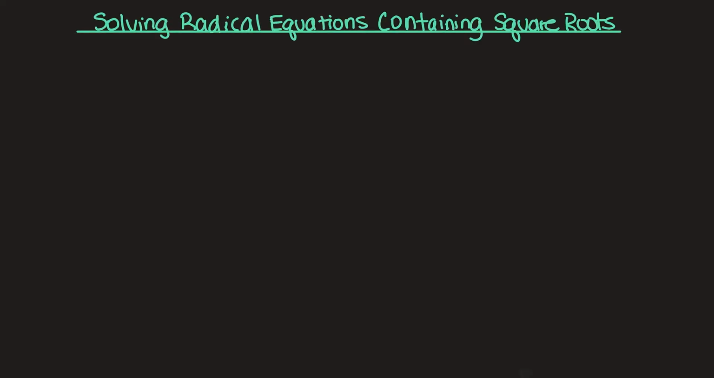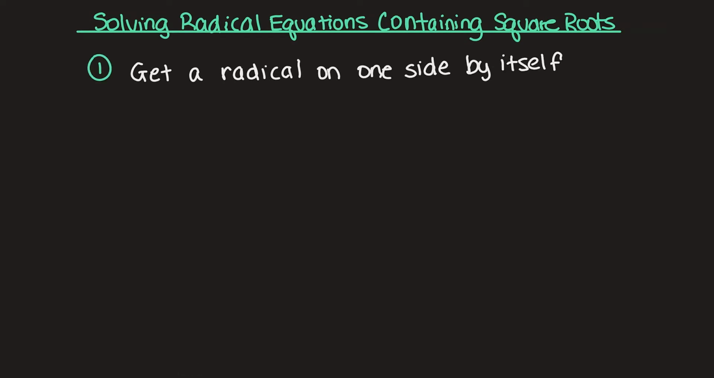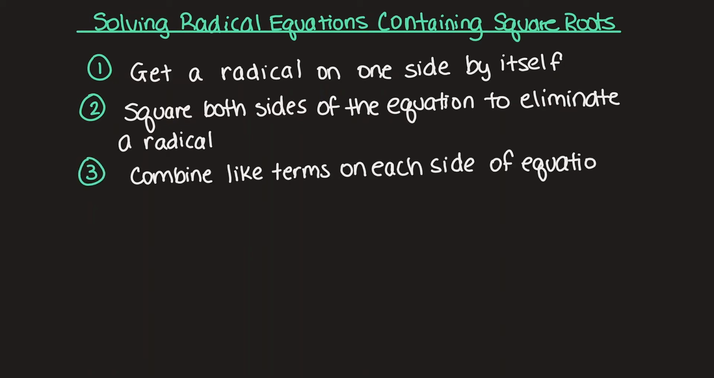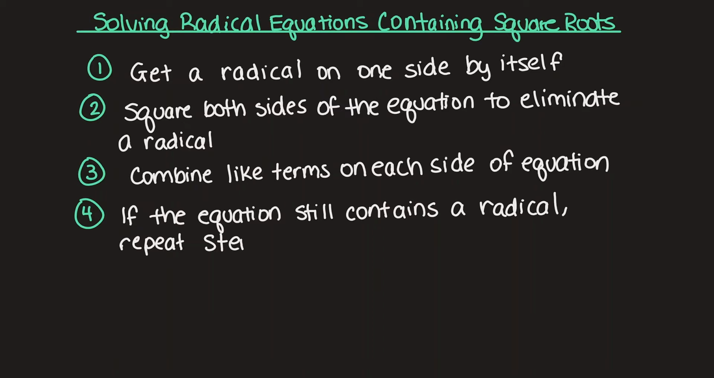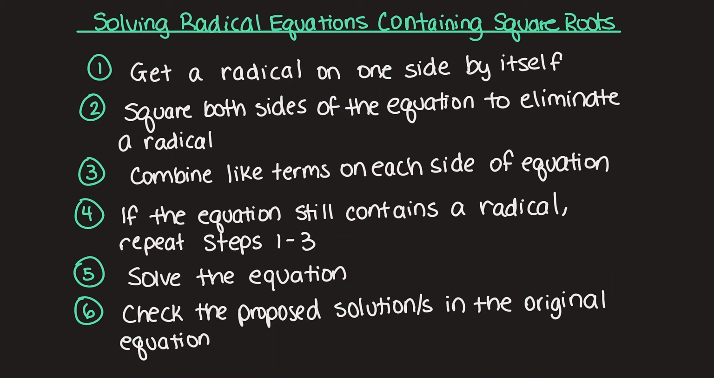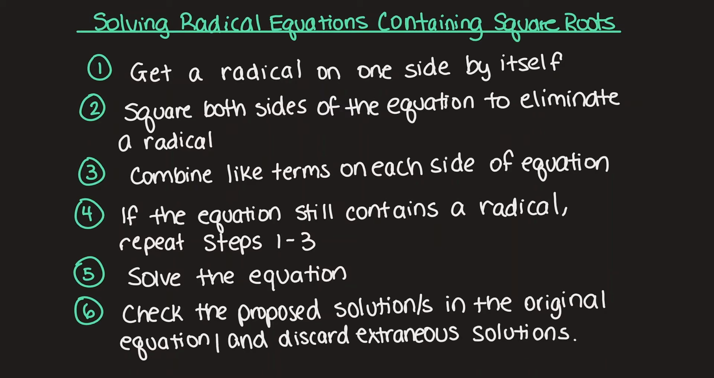So let's write down the procedure of how we will solve radical equations containing square roots. The first step will be to get a radical on one side by itself. And then the next step would be to square both sides of the equation to eliminate a radical. Then we combine like terms on each side of the equation. And if the equation still contains a radical, just repeat steps 1 to 3. Otherwise, the next step would be to solve the equation. And then the last step would be to check the proposed solutions in the original equation and discard extraneous solutions.